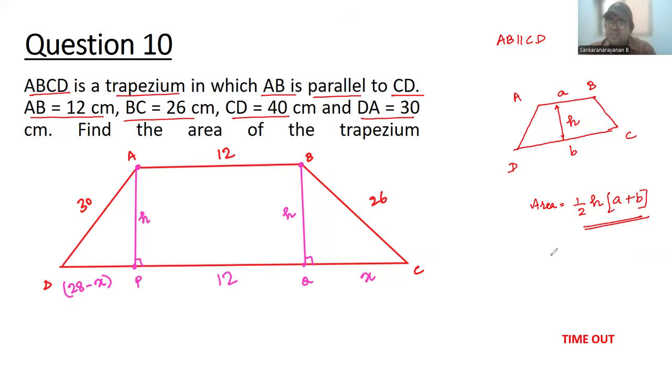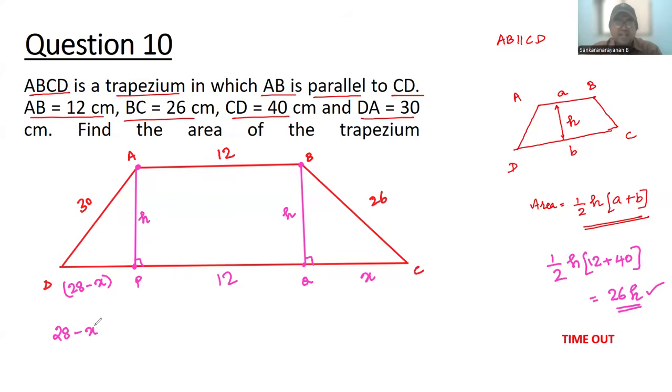Please observe the trapezium, the area is 1 by 2 H times A plus B. That is 12 plus 40. So that is nothing but 26H. That's what I actually need to find out. Got it? So for that, I want to get H. So how am I going to do that? It's very easy. Please observe.